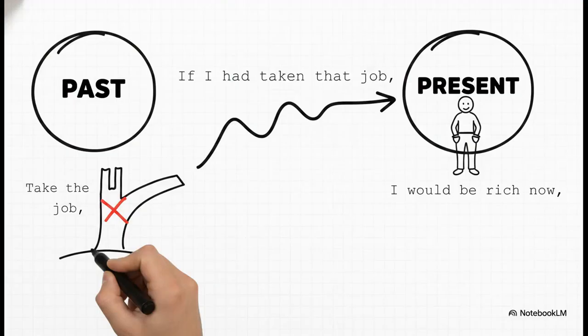So this is the most common type of mixed conditional. Look at how it's built. It takes a past, unreal condition and connects it to a present, unreal result. The if part is from the third conditional, if I had taken that job, but the result is from the second conditional, I would be rich now. See? It directly connects a past choice to your life today.